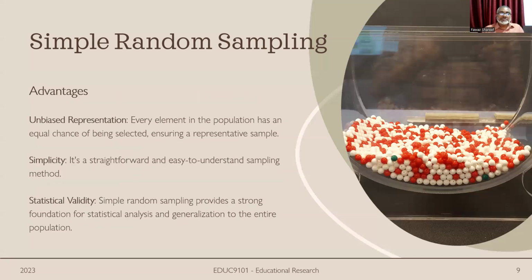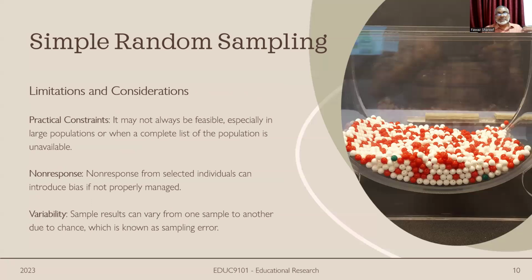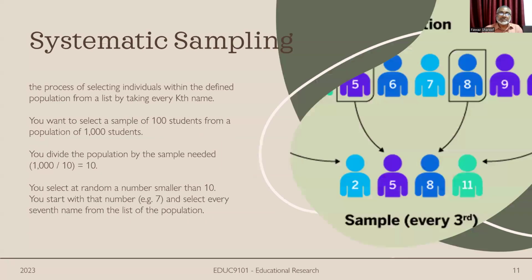The advantage is it's an unbiased representation, it is simple, and it is statistically valid. Some of the limitations would be that for larger populations, it may not be possible nor practical. And again, people who are selected may not be responsive, and the sample results may vary from one sample to the other due to chance or sampling error. So there are limitations in this.